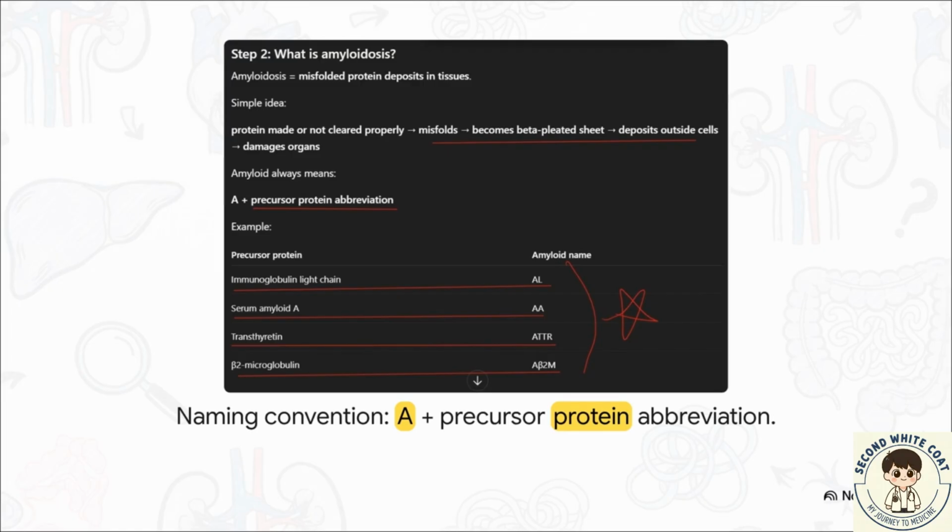Now, the naming convention you'll see on test day is thankfully pretty straightforward. Amyloid always starts with an A, attached directly to the abbreviation of the specific precursor protein that misfolded. So if an immunoglobulin light chain misfolds, it's AL; serum amyloid A, AA; transthyretin, ATTR; and beta-2 microglobulin becomes A-beta-2M. Memorizing this prefix system is an absolute must-know board shortcut. Seriously, half the battle of branching your differential is already won just by recognizing these letters.